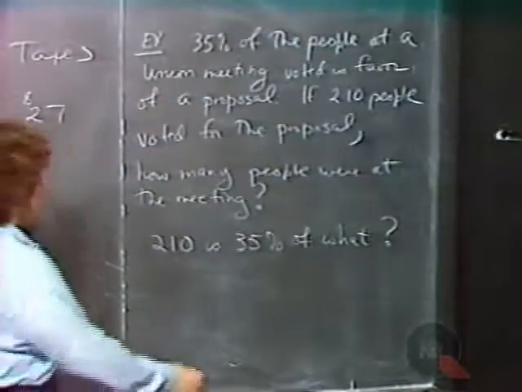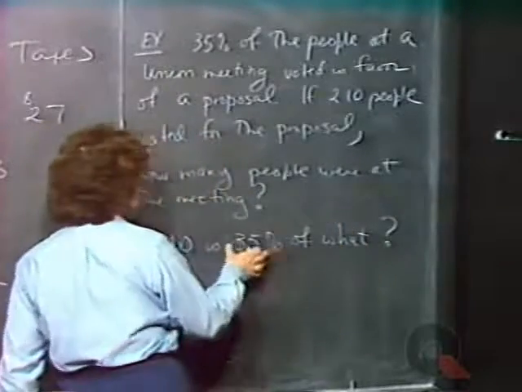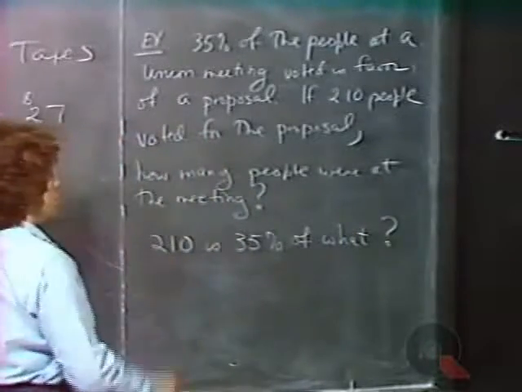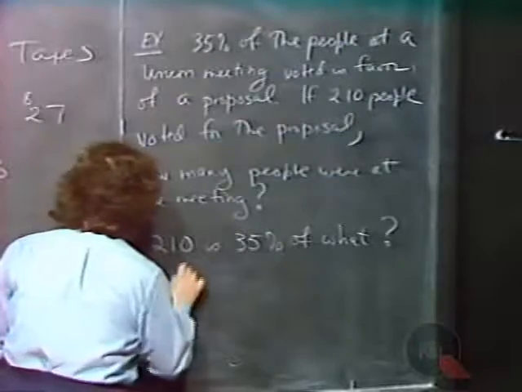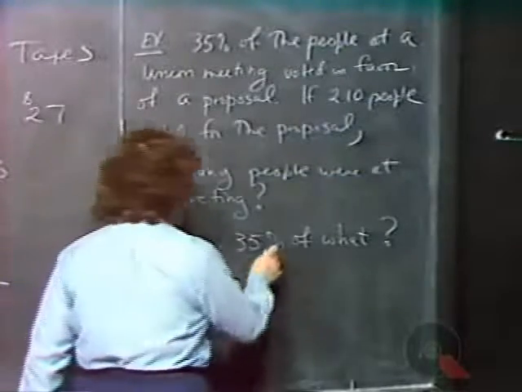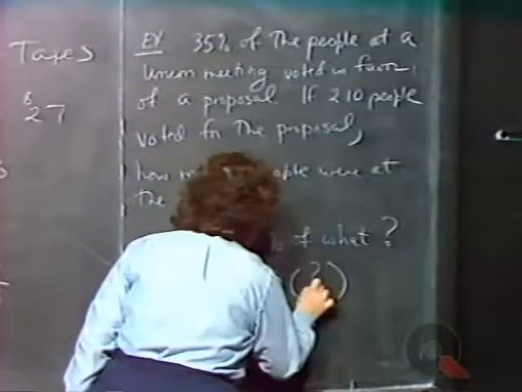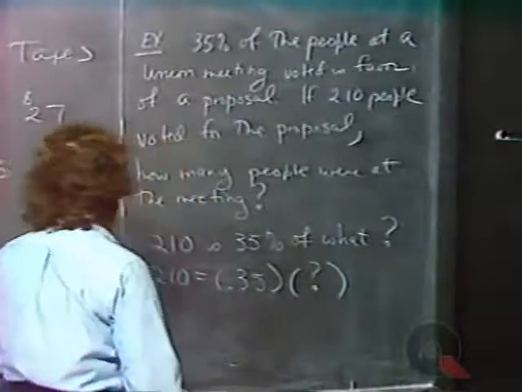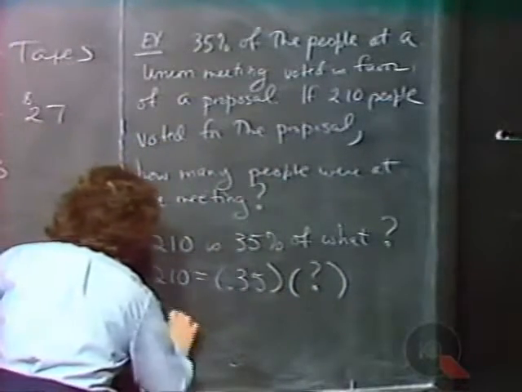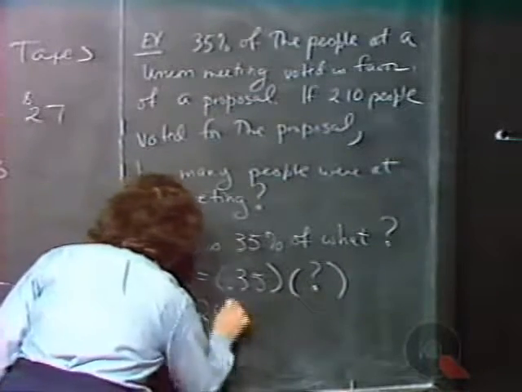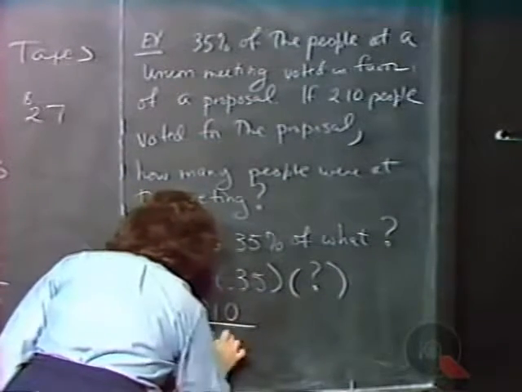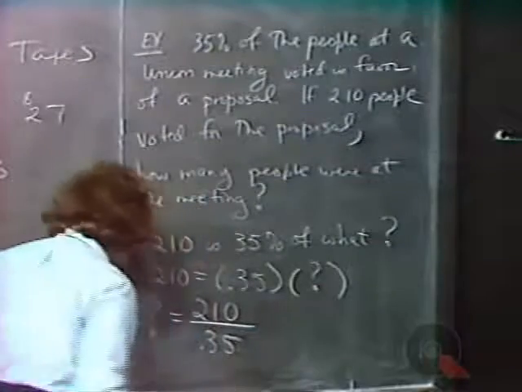35% of the people voted. We don't know how many there were, but 35% of them came out to be 210. So 210 is 35%, or 0.35 times what number? And the number would be 210 divided by 0.35.